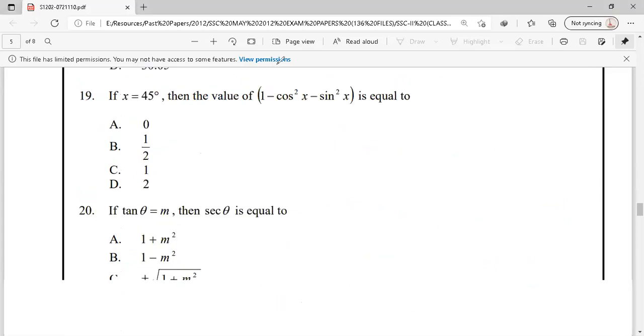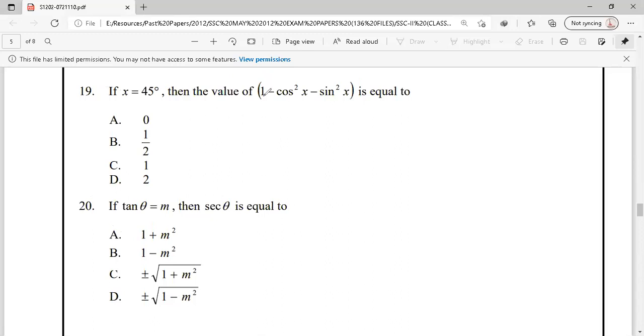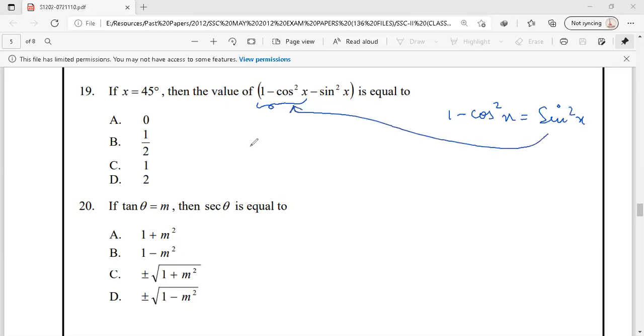Then we have question number 19. If x equals 45, we have to find the value of 1 minus cos square x minus sin square x. We know that 1 minus cos square x is equal to sin square x. So let's substitute this here. Sin square x minus sin square x. These will be cancelled out and we will get 0. The correct answer is option A.